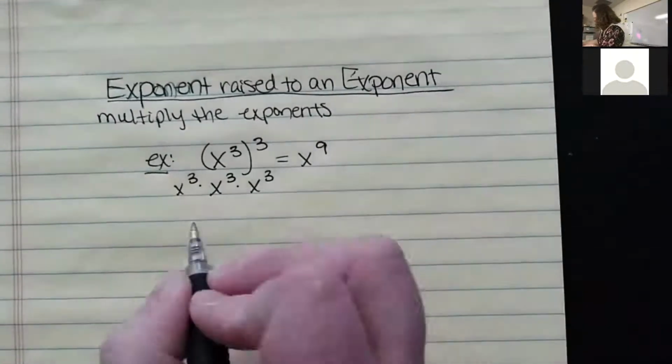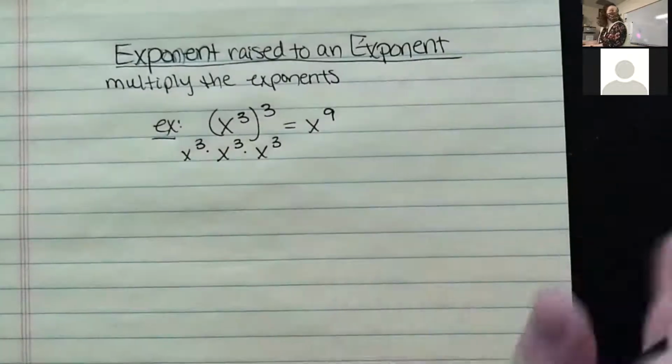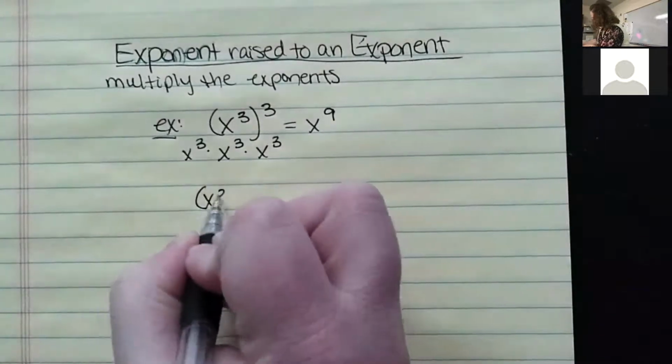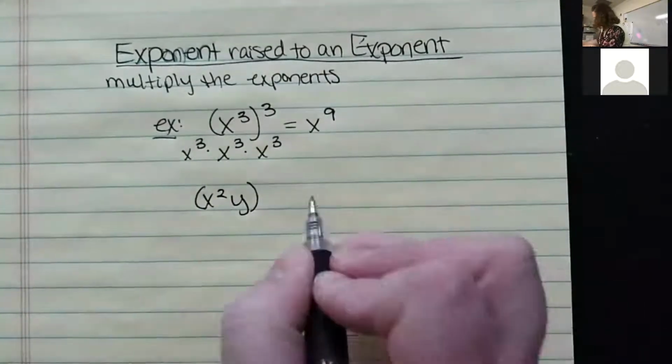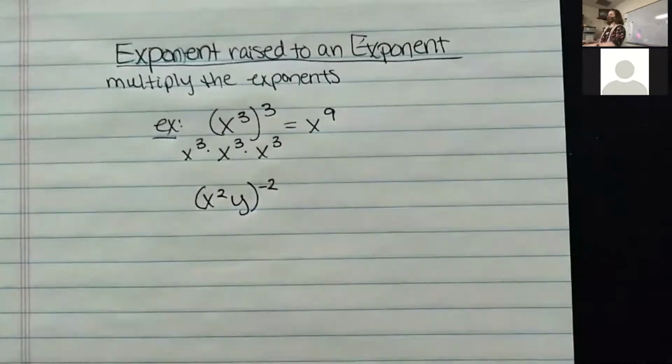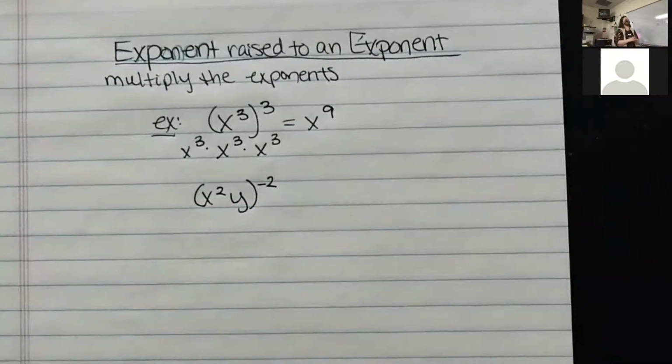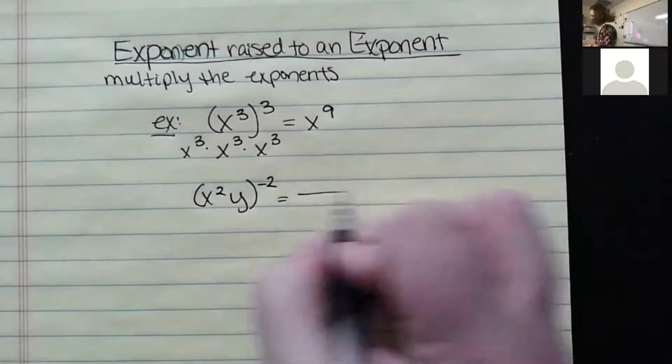So let's try another one. Let's try x squared y all raised to the negative 2. There's a negative exponent. What should I do with that negative exponent? Bring it downstairs to the basement. Okay, let's do that. So we're going to bring that whole shebang downstairs. Remember, the only thing that changes when we get rid of that negative is just the negative on the exponent.